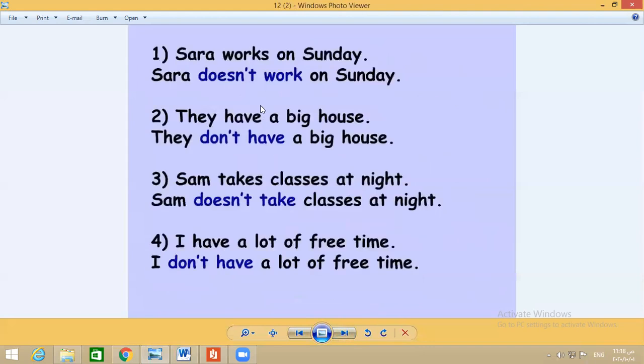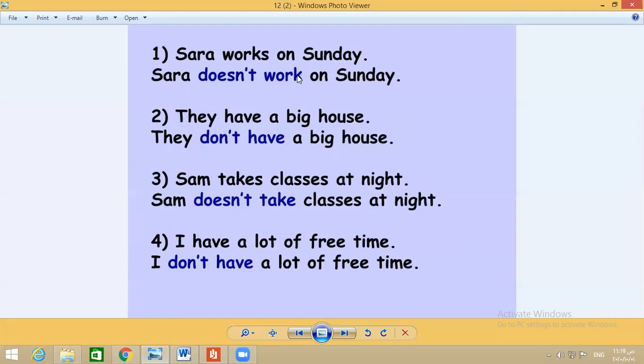Let's have the examples here. Sarah works on Sunday. That's a positive form. Sarah doesn't work on Sunday. That's a negative form. So when I use Sarah in the positive form, I add s to the verb. In the negative, I use doesn't and I remove the s at the end of the verb.